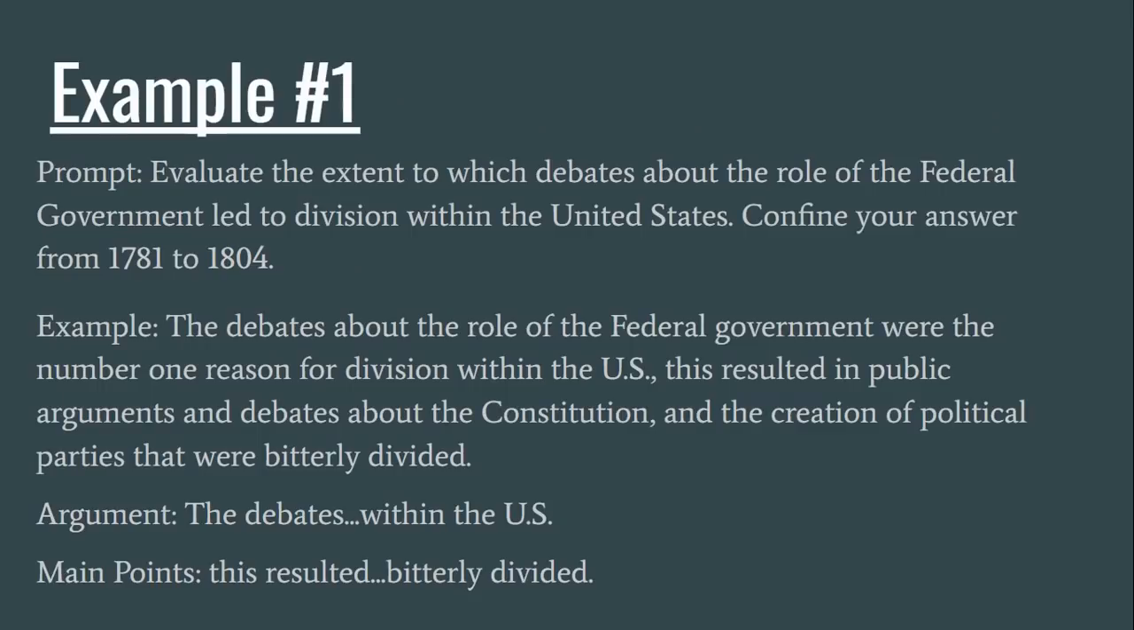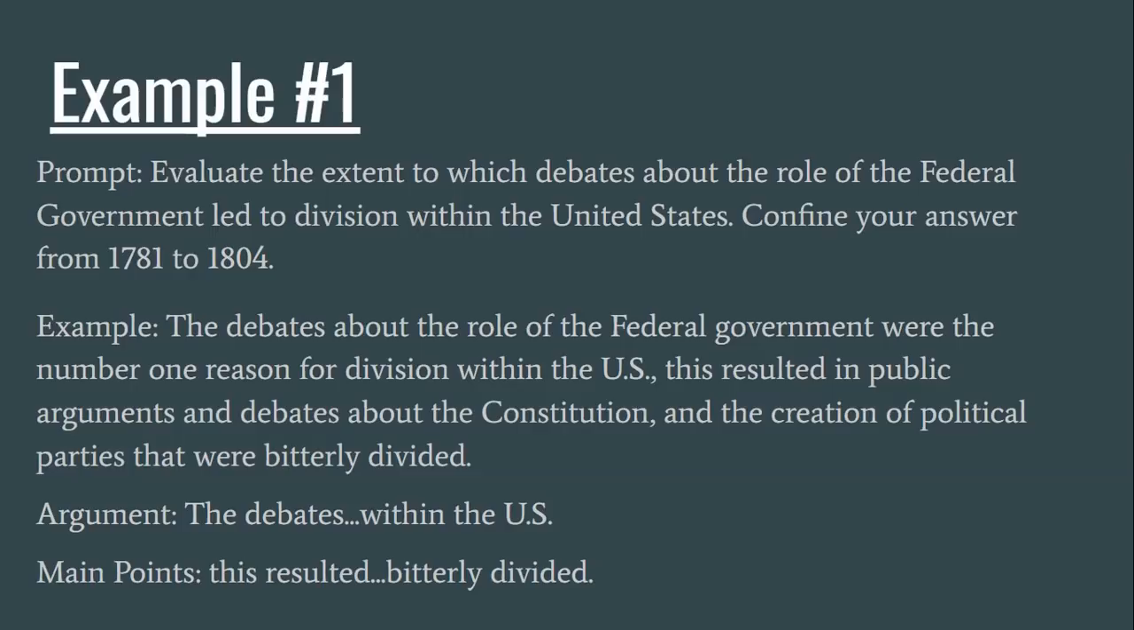Okay, first example. If you watch my Guessing the 2020 DBQ prompt video, this will look familiar. Here it is. Evaluate the extent to which debates about the role of the federal government led to division within the United States. Confine your answer from 1781 to 1804.